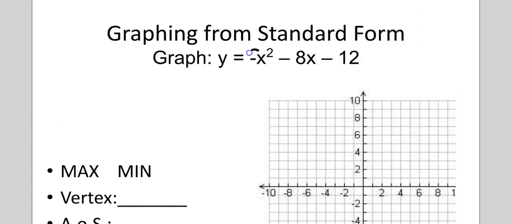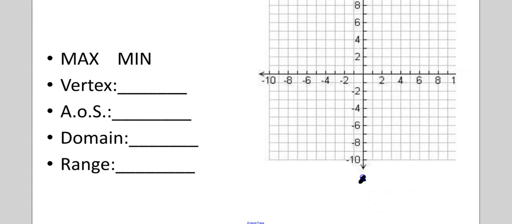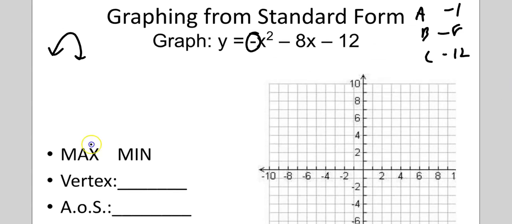Pretty easy stuff. Okay, I'm going to make a note to myself that this is a negative 1. I'm going to remind myself right here so I don't make the same mistake I did before. A is negative 1, B is negative 8, and C is negative 12. So even though negative 12 is off the chart, I know my y-intercept is about there, approximately, so I just put that on there. Since it's going down, that means it is a maximum. Okay. The vertex, opposite of B over 2A.